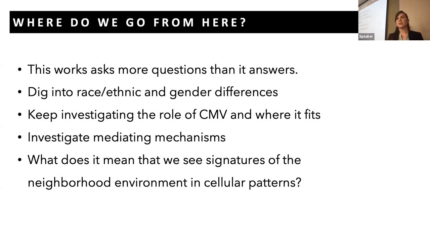We're going to keep investigating the role of CMV and where it fits, and investigate mediating mechanisms. But kind of what I alluded to before, what does it mean that we see signatures of the neighborhood environment and cellular patterns of aging? Like, what do we do with that information? How does it help us understand health and aging?